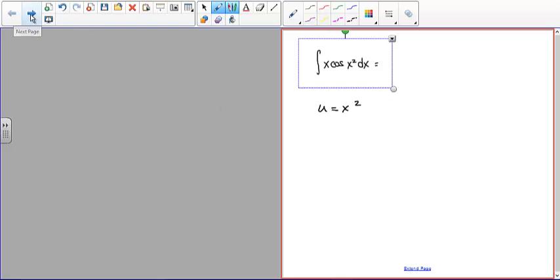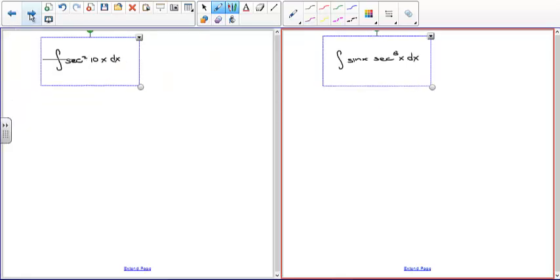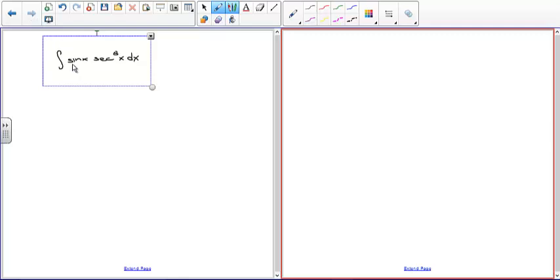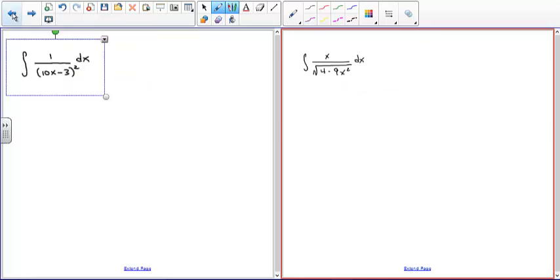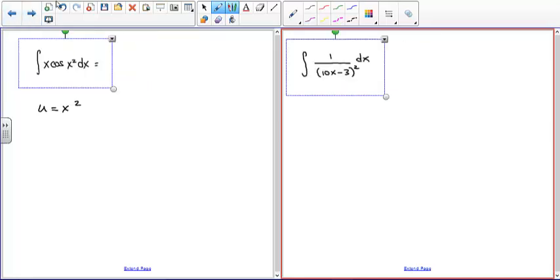So why don't you go all the way through to this one and see if you can figure out what u would be on your paper. Again, it's things that are in parentheses or in the square root or the argument of a trig function. There's an exception to that you'll see later. So I'll let you think about it.